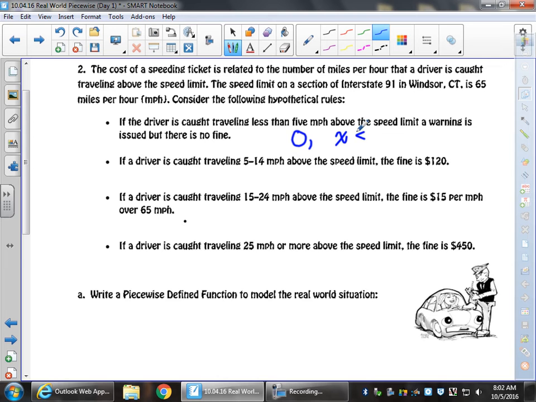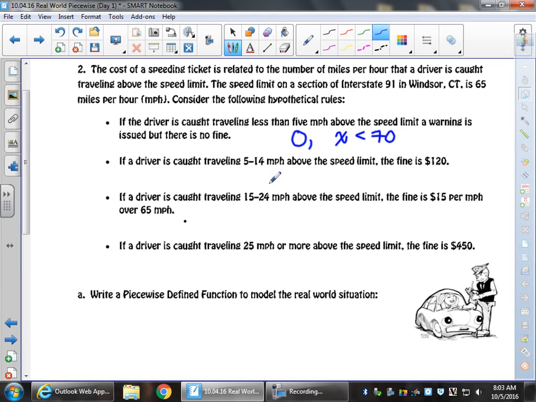So at 5, technically, no, listen, it just says less than 5, right? So if you're at 5, is that less than 5? Think about that. Very good. So this is going to be x strictly less than what? There's no equality here because 5 picks up right here.